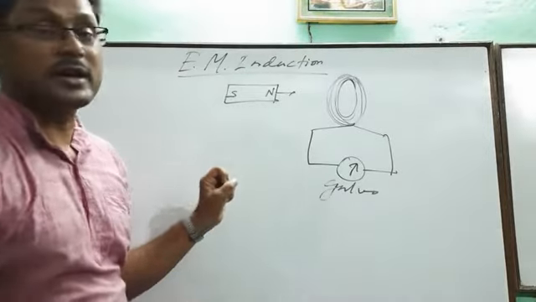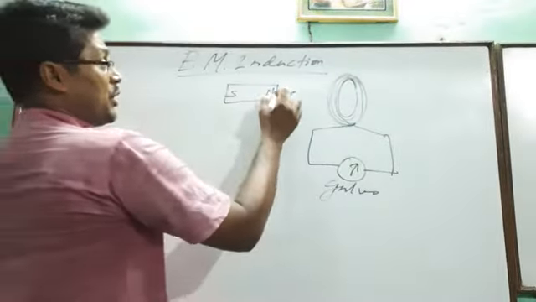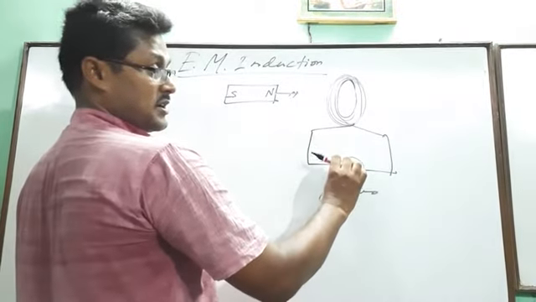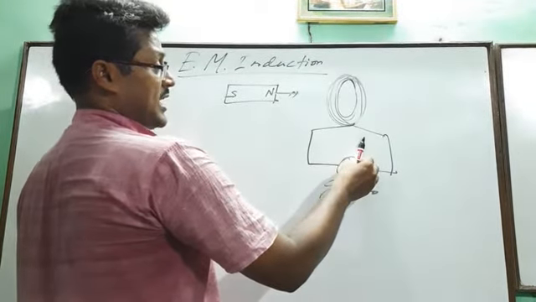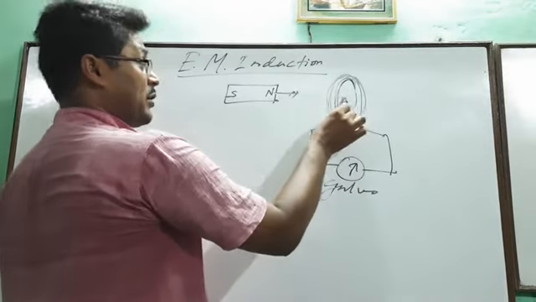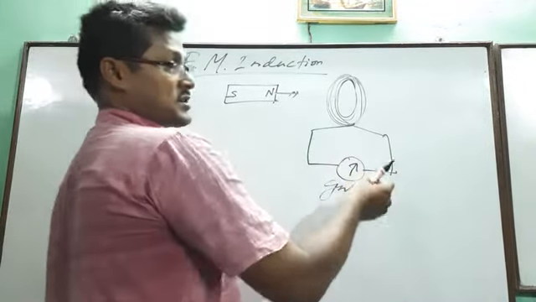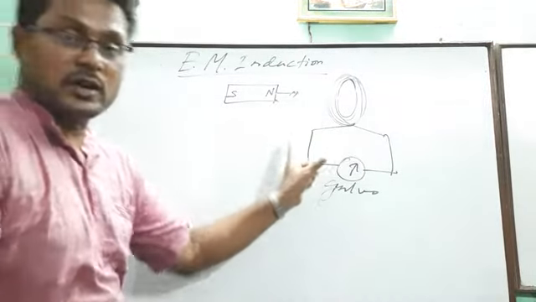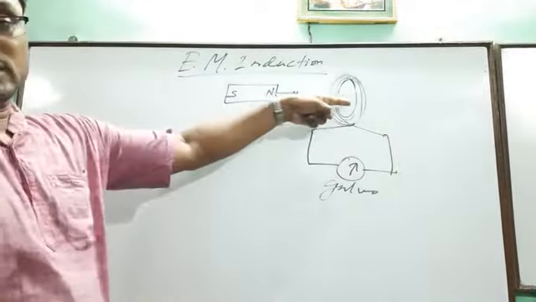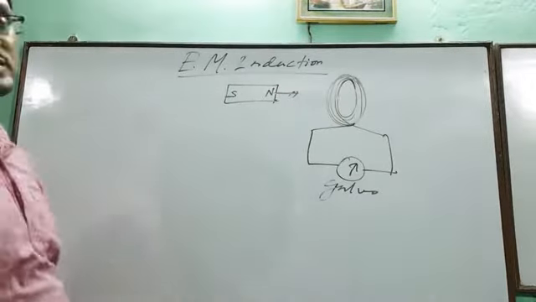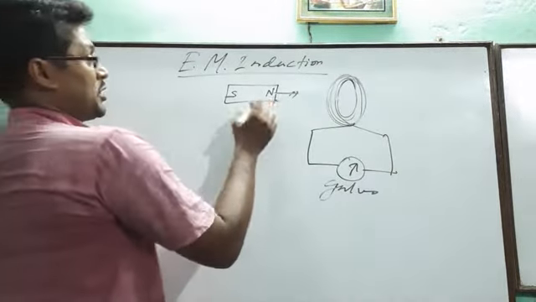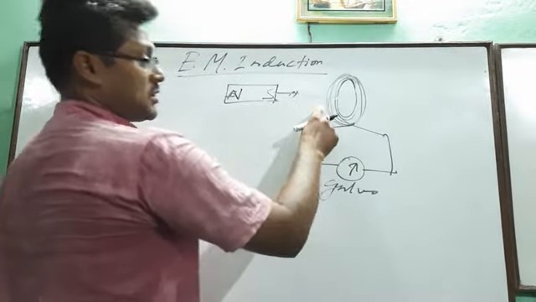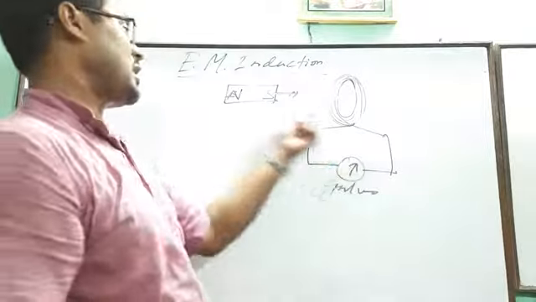Now, what is the type of deflection? When the N pole is introduced, the deflection is anti-clockwise; when the N pole is taken out, it is clockwise. In the case of the S pole, when it is introduced, the deflection is clockwise, and when taken out, anti-clockwise.